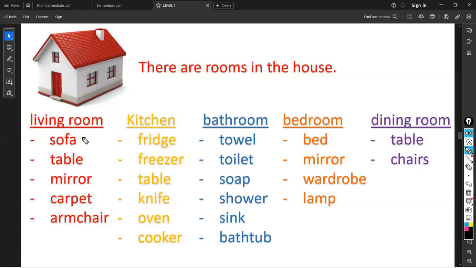Bravo, there are three sofas. Amazing. Let me write the name of Jamila. Okay, how many tables do you have in your living room?